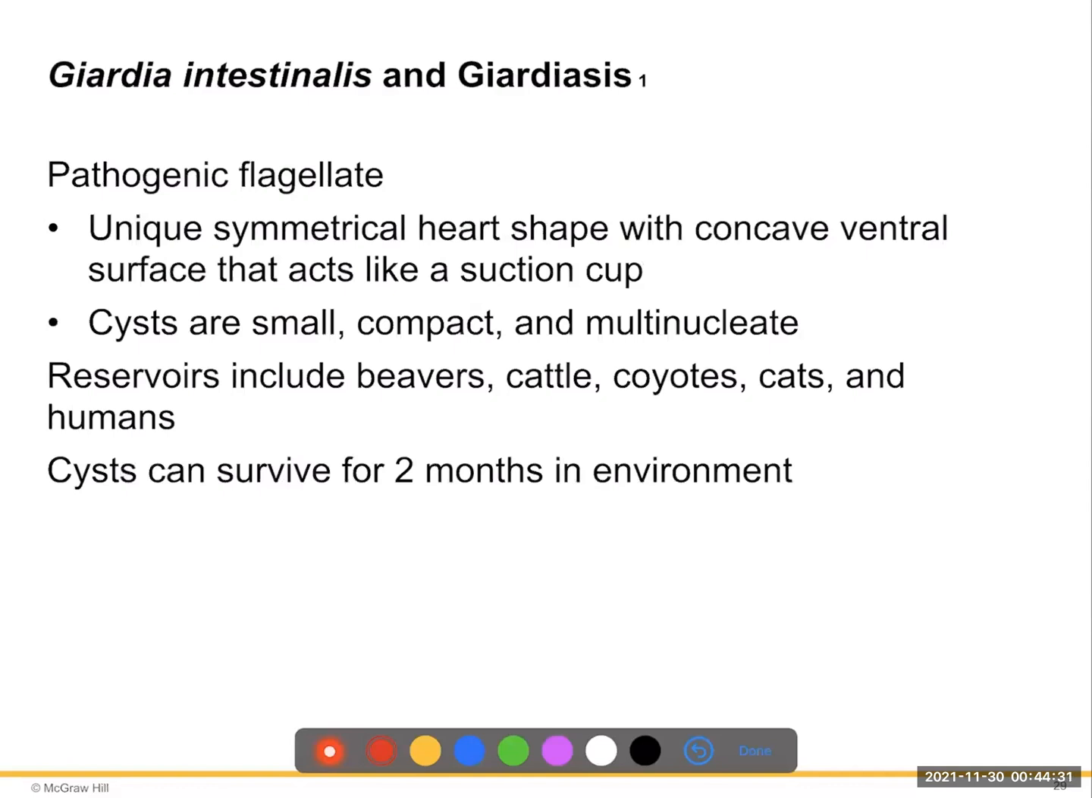Giardia intestinalis and giardiasis. Okay, those are pathogenic flagellates. They have a unique symmetrical heart shape with a concave ventral surface that acts like a suction cup. The cysts are small, compact, and multinucleate, just like the other ones were. Reservoirs include beavers, cattle, coyotes, cats, and humans. Cysts can survive on their own for 2 months in the environment, so once they're outside the host, the cysts can still survive for up to 2 months.